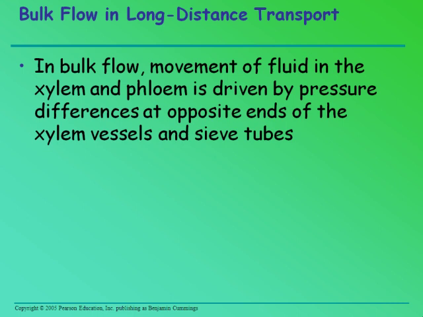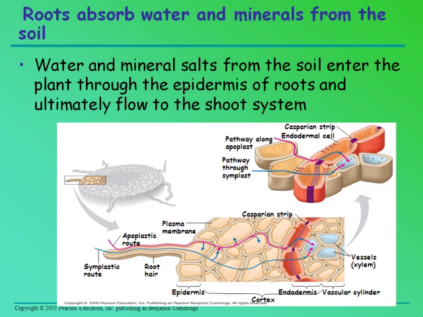So in bulk flow, movement of fluid in the xylem and phloem is driven by pressure differences at opposite ends of the xylem vessels and sieve tubes. So remember, flow goes from greater to lower pressure. So water and mineral salts from the soil enter the plant through the epidermis of the roots. So here is a cross-section of the root, epidermis, root hair. This is the epidermis. And ultimately flow through the root system.